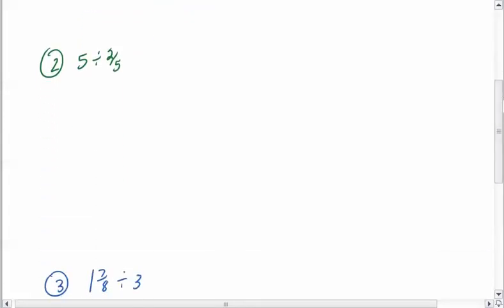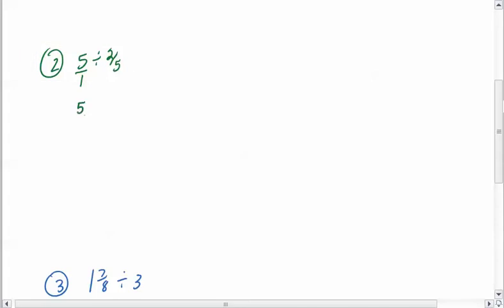Now this time I've introduced a whole number into the mix. Whenever you have a whole number divided by a fraction, you're always going to want to turn that into a fraction. The whole number needs to be written as a fraction. Well, the only way to make a whole number a fraction, or any integer actually, not just whole numbers, is to write it over 1. Divide by 1. That's just a way to make it a fraction.